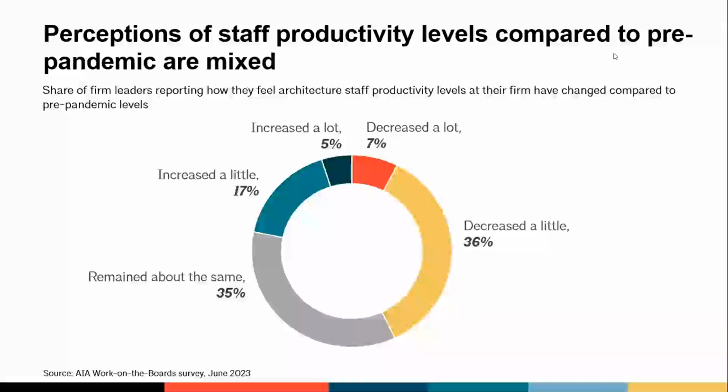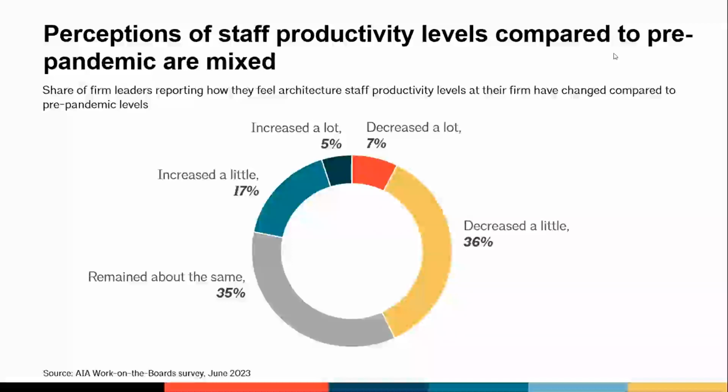as it relates to the pandemic. Y'all are mixed. This is firm leaders. Most of them think that productivity has decreased from the whole work from home and lack of collaboration. An equal percentage think it's remained about the same, and a lower percentage think productivity increased. What's interesting is that when we ask everybody in the profession, there's a bit of a flip from the bosses. These are firm owners, principals, and leaders who report these numbers.